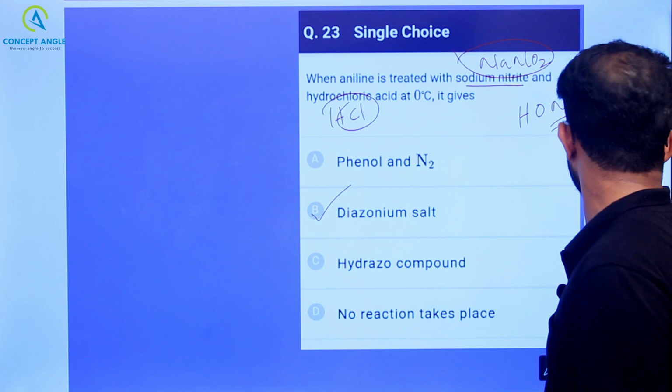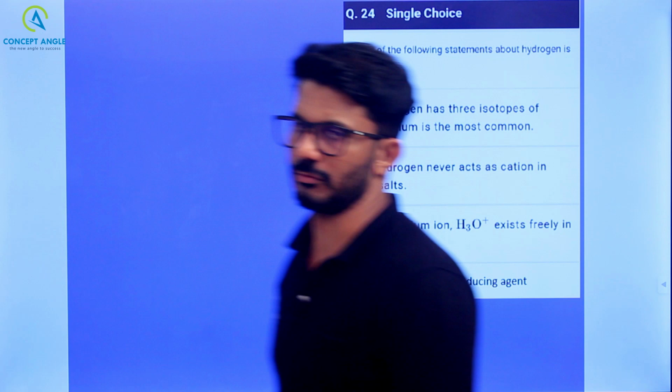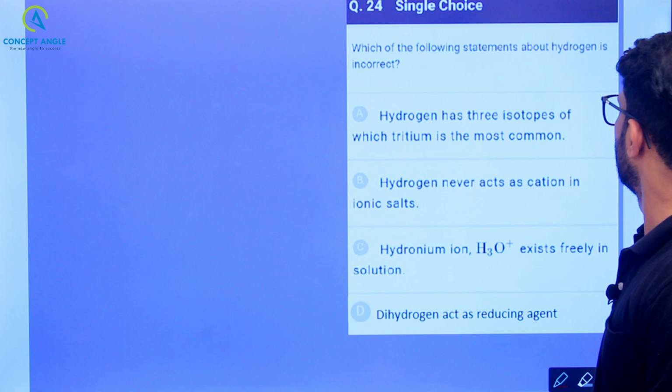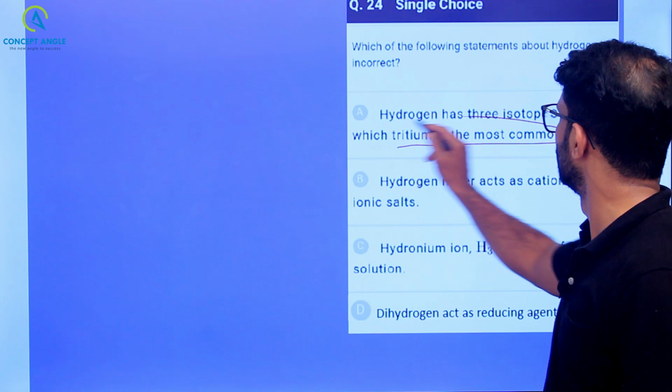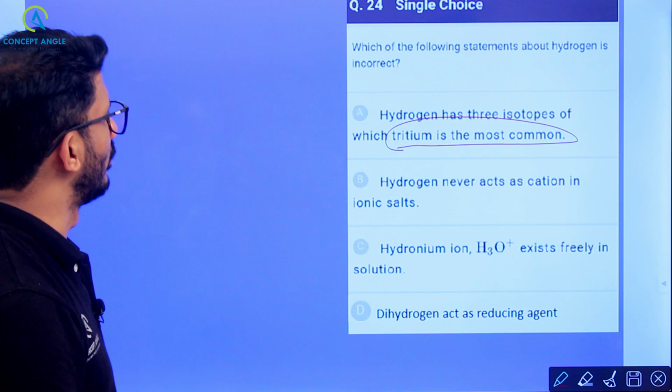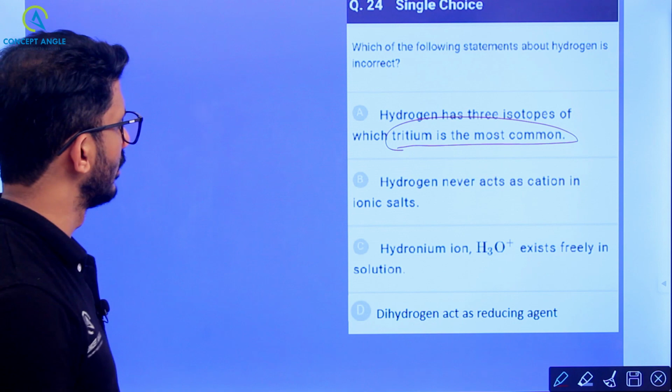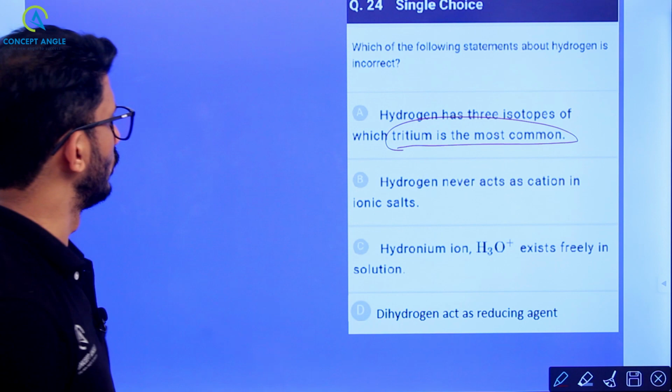Let's move to the next question, question number 24. Which of the following statements is incorrect? First option: hydrogen has 3 isotopes, in which tritium is most common. You just think, protium, deuterium, tritium, which is most common? Protium is the most common one, then deuterium, and the least is tritium. Hydrogen never acts as a cation in ionic salts. Hydronium ion exists freely in solution. That is a correct statement. Dihydrogen acts as a reducing agent. Okay. That is question number 24.